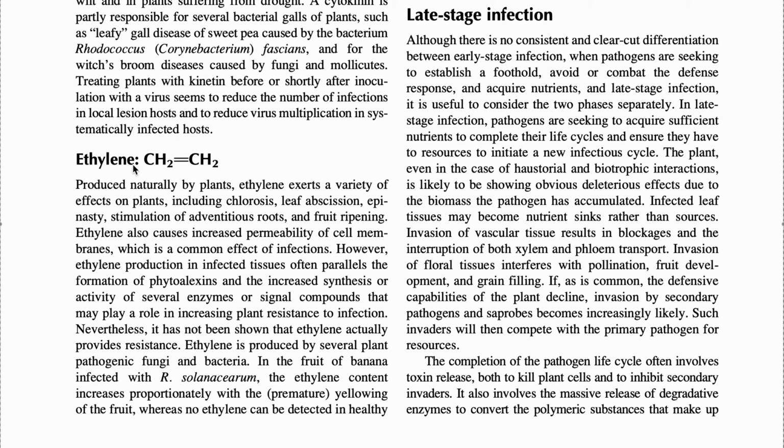Next, ethylene, produced naturally by plants. Ethylene exerts a variety of effects on plants, including chlorosis. Chlorosis means yellowing, deviation of chlorophyll, leaf abscission, epinasty, stimulation of adventitious roots, and fruit ripening. So ethylene also causes increased permeability of cell membranes, which is a common effect of infections.